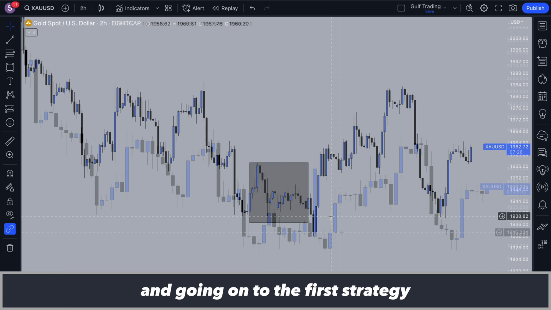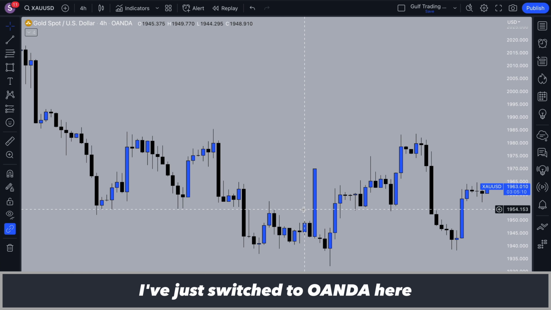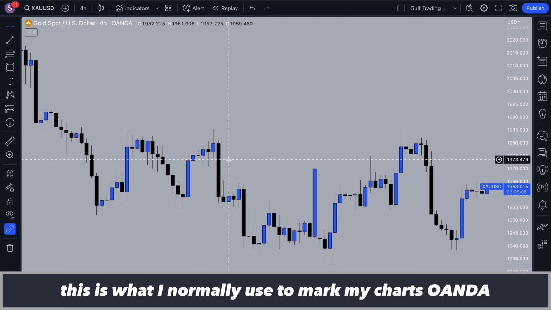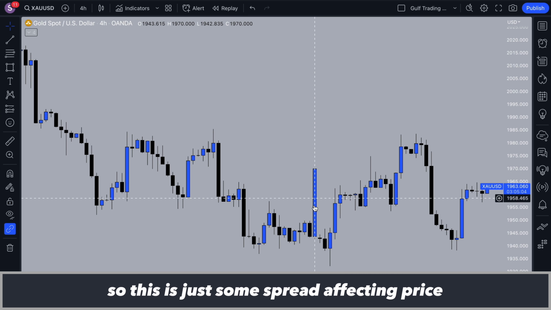And going on to the first strategy, so I've just switched to Oanda here. That's why you get this candle. This is what I normally use to mark on my charts, Oanda. So this is just some spread affecting price, don't worry about that.